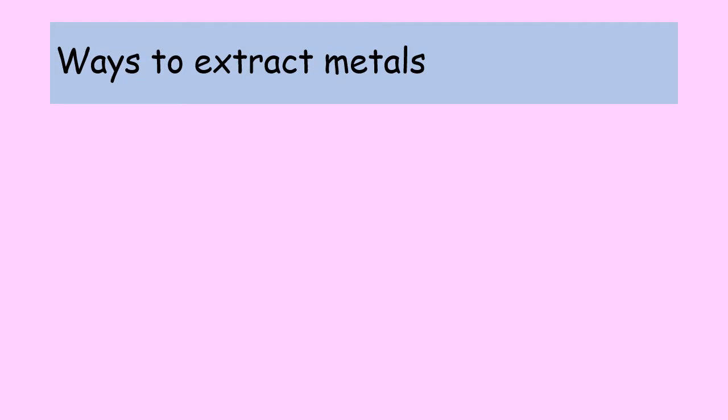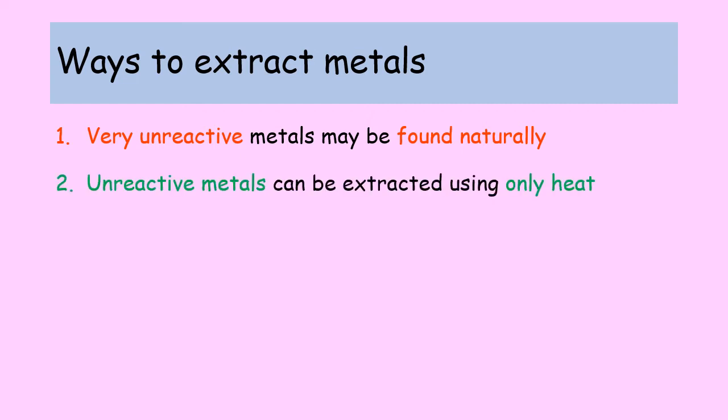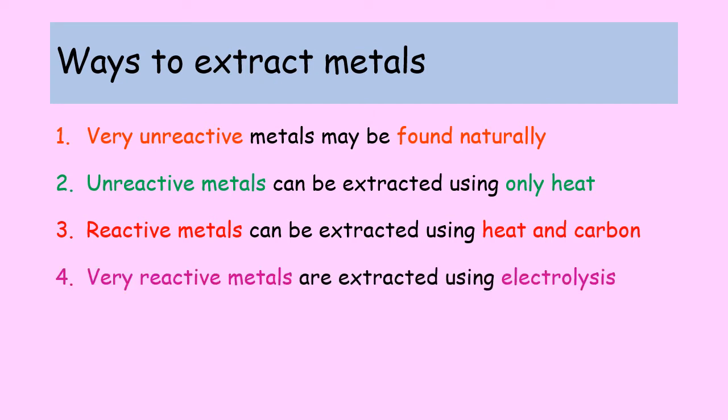So there are going to be 4 ways in which we find metals or we obtain metals. The first is for very unreactive metals. Really, this is only gold, which can be found naturally. Then, for less reactive or unreactive metals, you can extract them from their ores just using heat. For reactive metals, they can be extracted using heat, but you also have to add in carbon, and that's going to do a reaction called a displacement reaction. And finally, for the very reactive metals, we need to extract them using a process called electrolysis, which uses electricity.